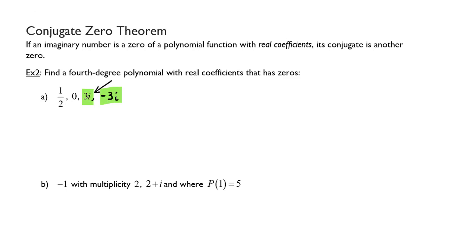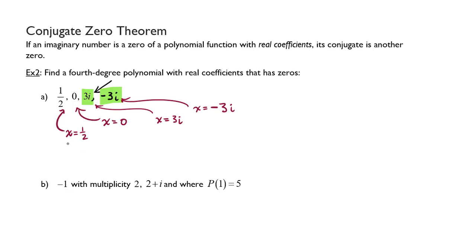So I can now list all my binomial factors, because remember, all we're doing is we're taking these numbers that are given and saying that x is equal to that number. So now I have x is equal to 1/2, x is equal to 0, x is equal to 3i, and x is equal to negative 3i.